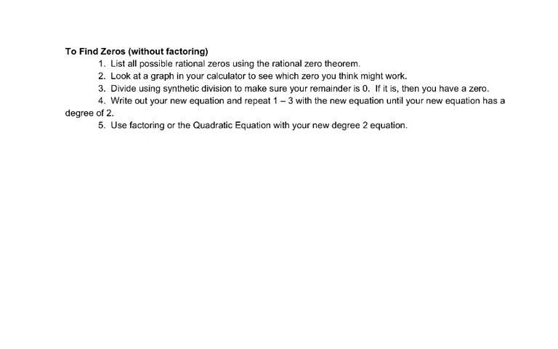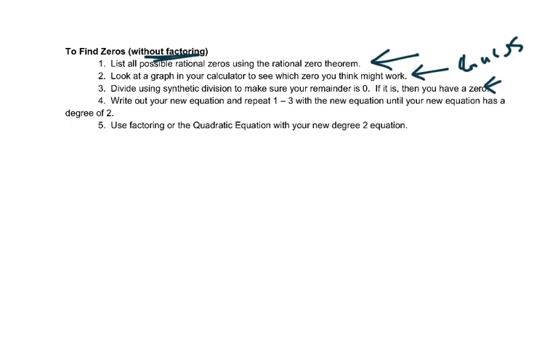So now let's talk about how we use this. If we have problems, particularly ones we can't factor, then we have to follow these steps to find the answers. We're going to list the possible zeros. That's going to give us a place to start. Then we're going to look at a graph in our calculators to see which of that list you think might work. We'll use synthetic division to see if our guess actually does work. If we get a remainder of 0, then it does. If we don't, we need to guess something else.